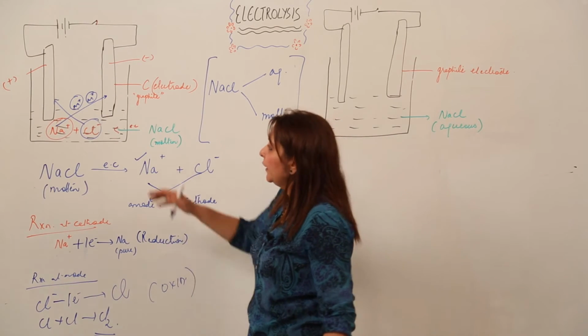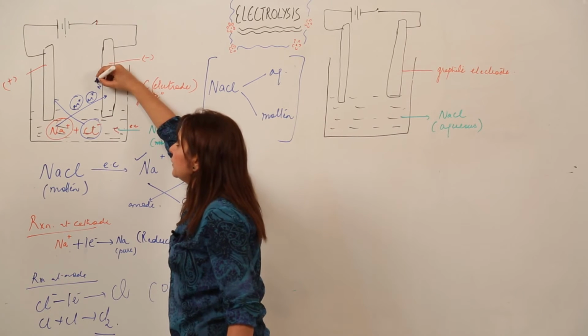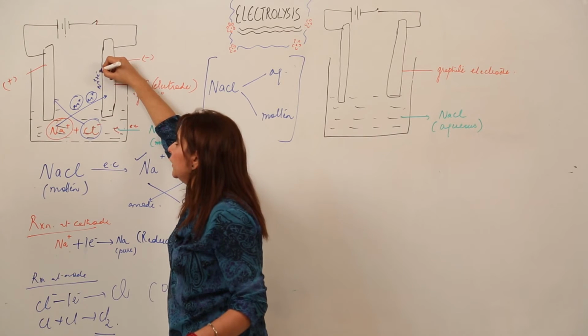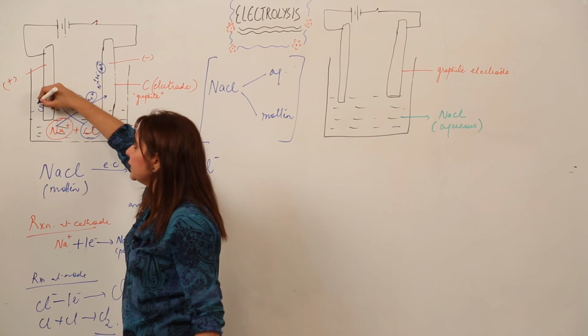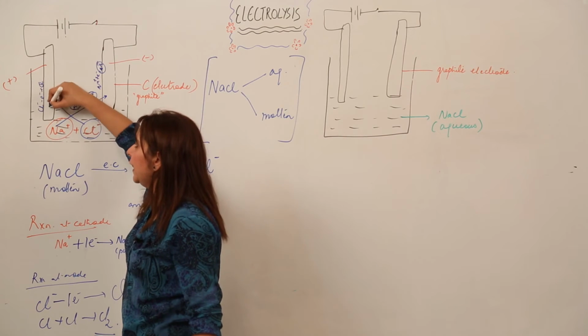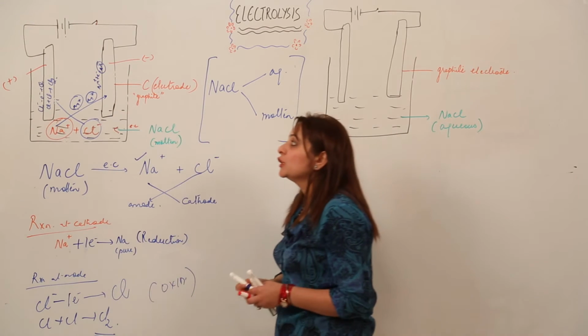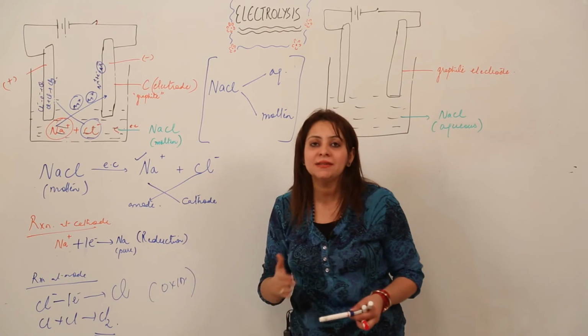Now, what happens when they reach here? When they reach here, Na+ means it has lost one electron, it will gain one electron and form Na, right? And what will Cl- do? Cl- will lose its one electron and form Cl, and Cl will combine to form Cl2. So this is how the electrolysis will take place in the case of molten NaCl.